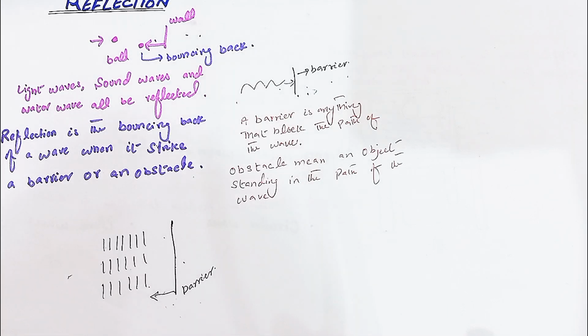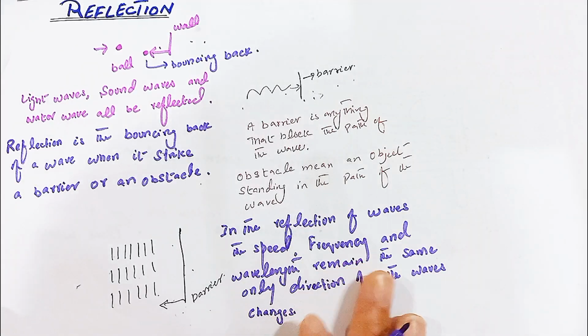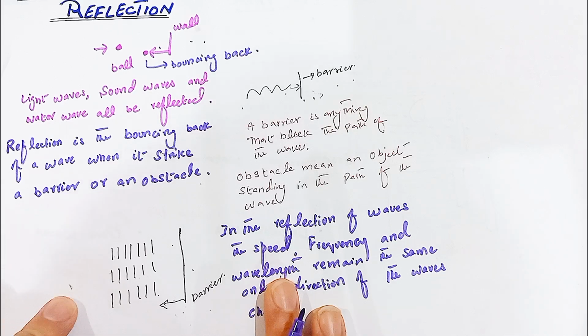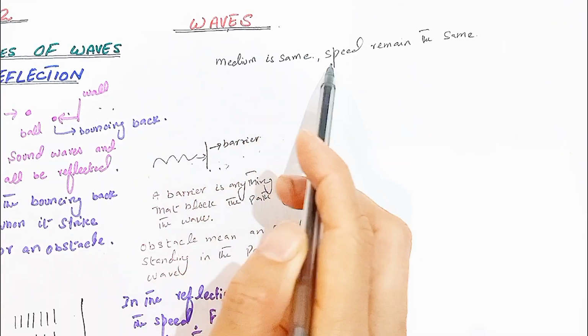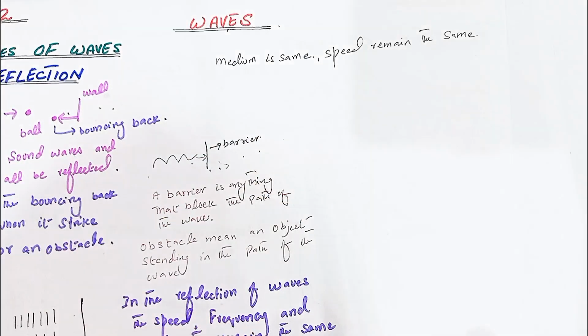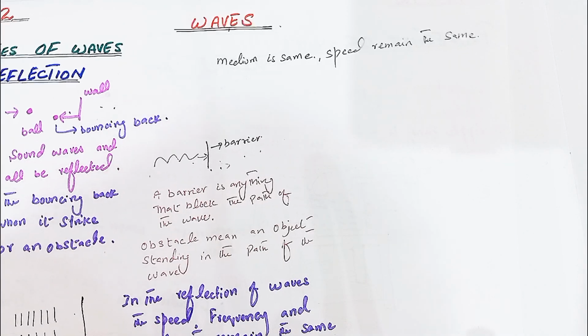So here we write that. And why does the speed not change? Why does the speed remain the same? It depends upon the medium. Speed only changes when we change the medium. Second, we discuss the wavelength, which also does not change. Why does the wavelength not change?